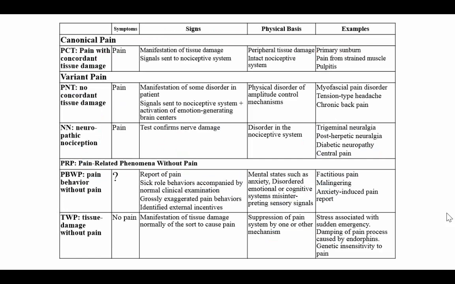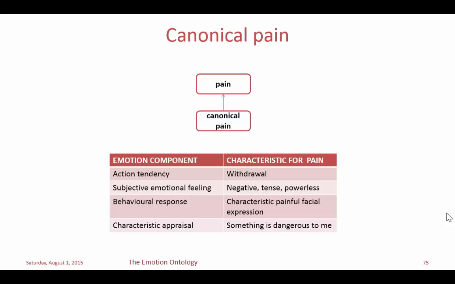Canonical pain involves an action tendency of withdrawal, a subjective, negative, tense, powerless emotional feeling, a characteristic response of facial expression and withdrawal, and characteristic appraisal, something is dangerous to me. All right, that's the end of the ontology part.